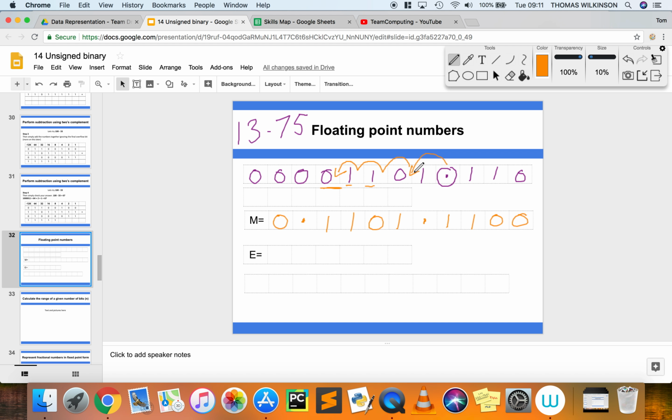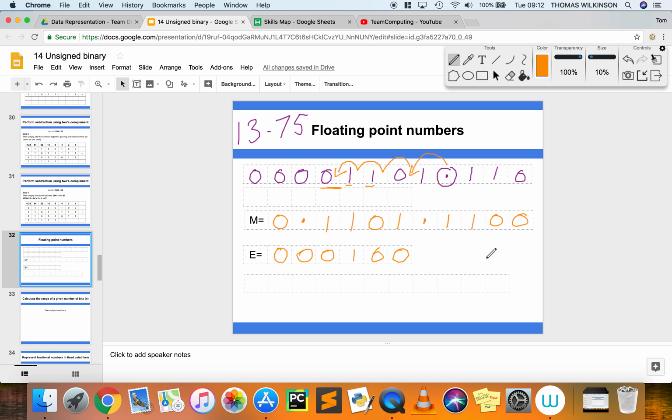My exponent is therefore 1, 2, 3, 4. It's a positive shift, because although the point is moving to the left, and in the examples we looked at converting from binary to decimal left meant negative, here it's a positive shift because it's going from right to left. It's therefore going to be 4, like so.